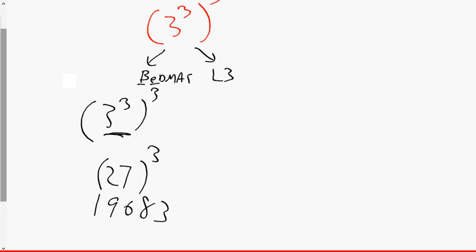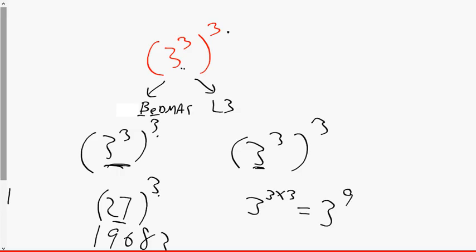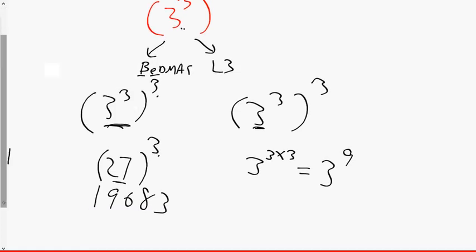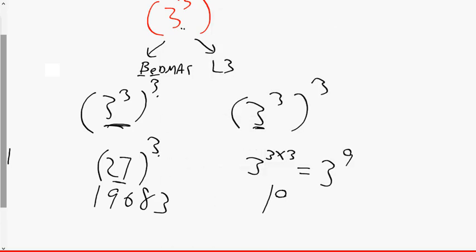So again, BEDMAS, solve your brackets. I got 27. Have an exponent of 3. 27 cubed will be 19,683. And then when we do law number 2, it says when you have a power to an exponent, keep the base inside the bracket and multiply your exponents, which will be 3 to the exponent of 9. And guess what? If I put 3 to the exponent of 9, it is 19,683.